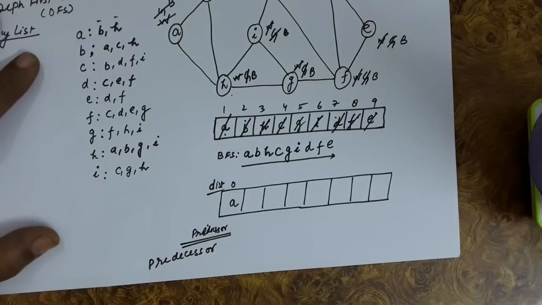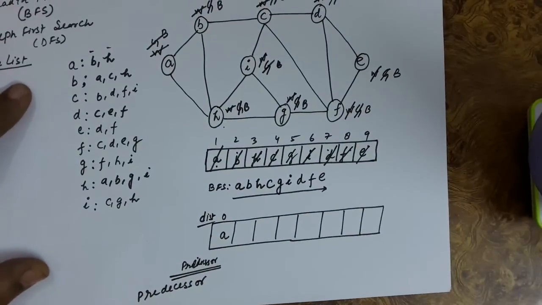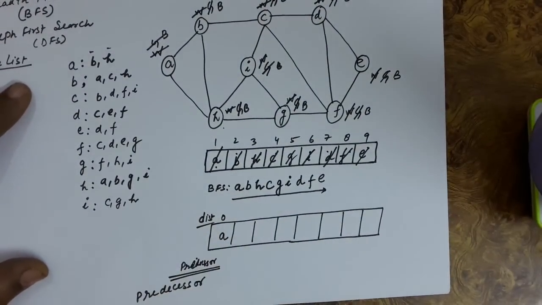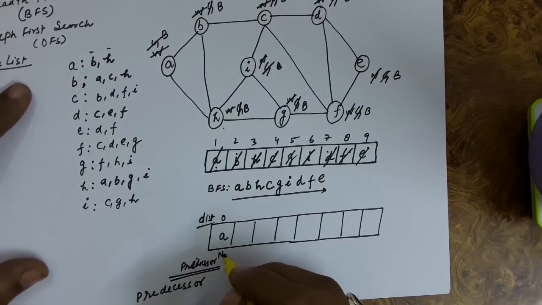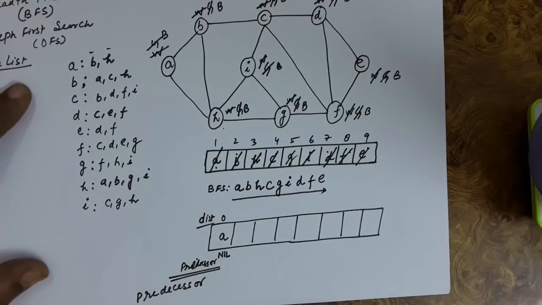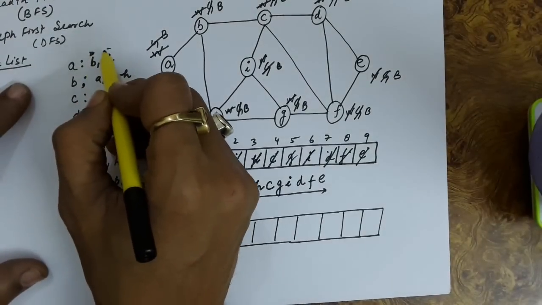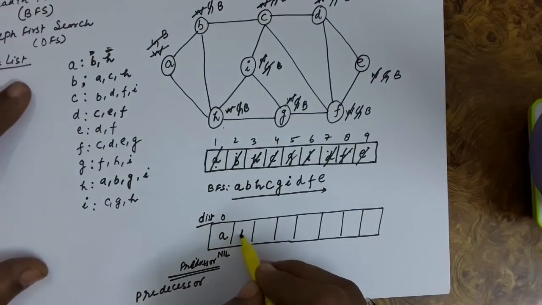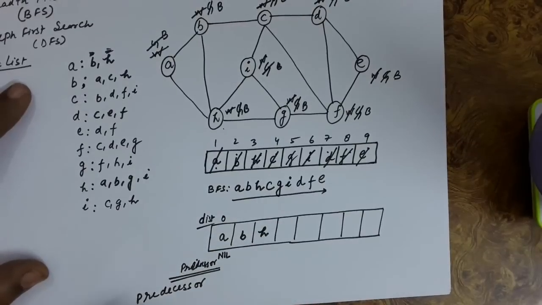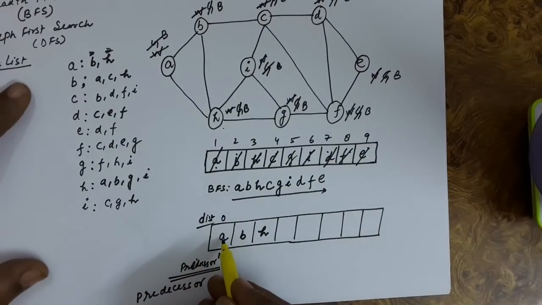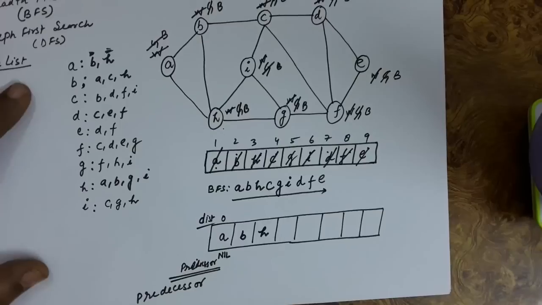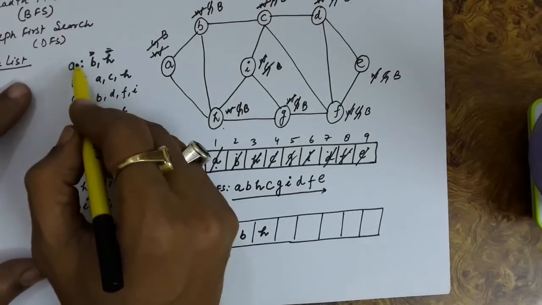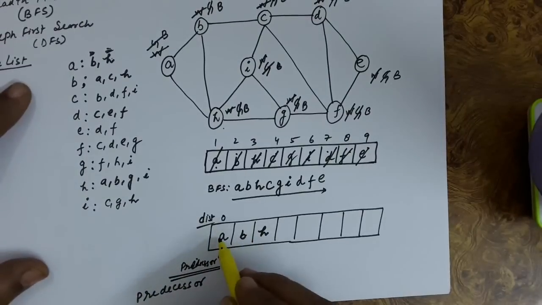So obviously the distance from root to root will be 0. So that's why I have written 0 here. And let's say A has been explored automatically, so its predecessor is nil. There is no predecessor of A. Now from A, I have seen B and H. So B and H have got inserted. B and H were explored from A. B and H are connections from A.